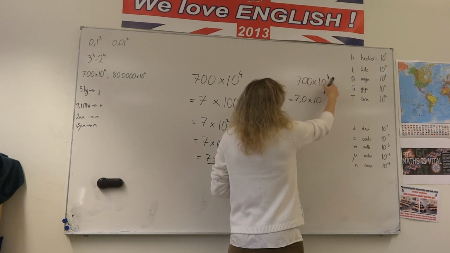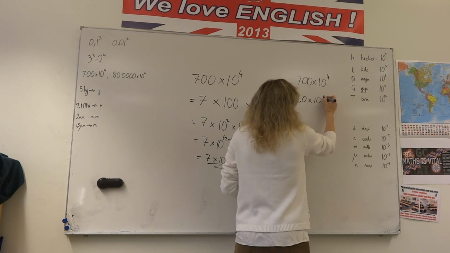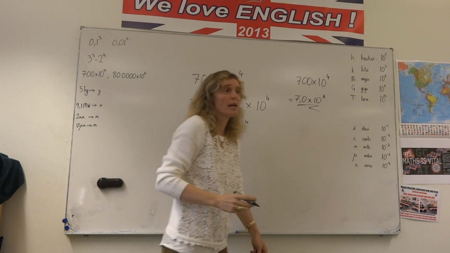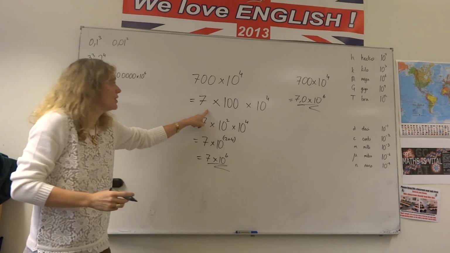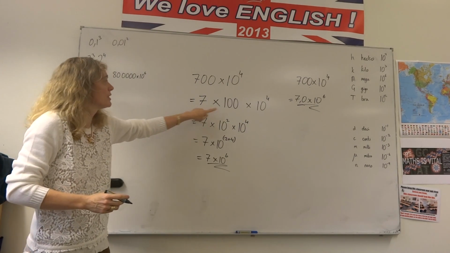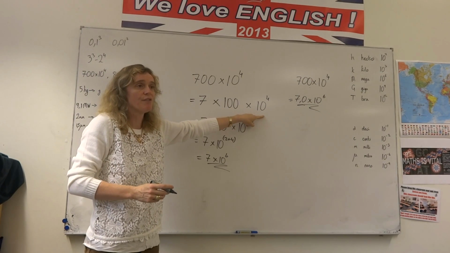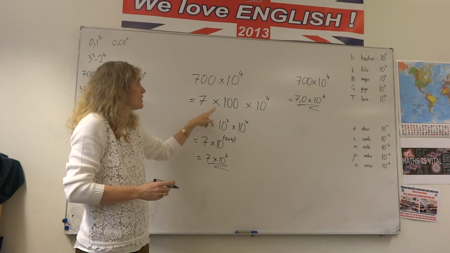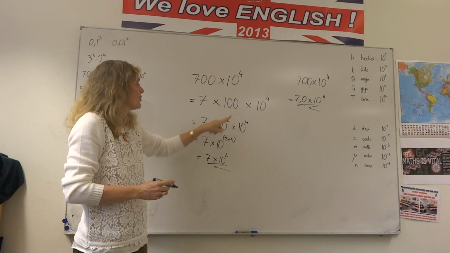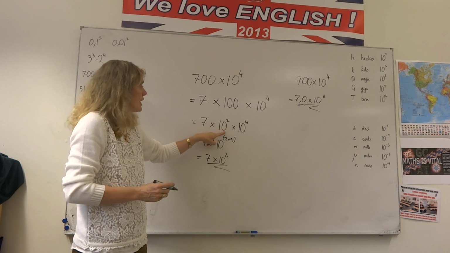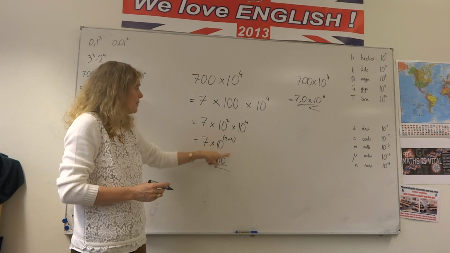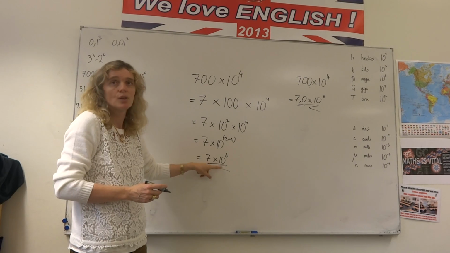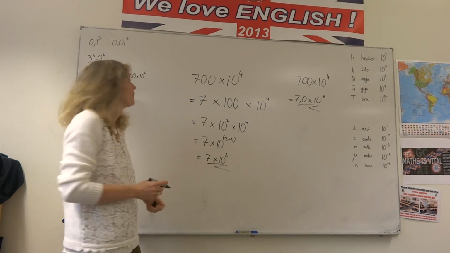So if I'm moving it 2 places that's going to go up 2, so I would get the answer directly. But to understand how you get the answer, you have to actually start by splitting it up into its different factors. 700 is the same as 7 times 100. 100 is the same as 10 to the 2. 10 to the 2 times 10 to the 4 is the same as 10 to the 6. So you need to practice these techniques.